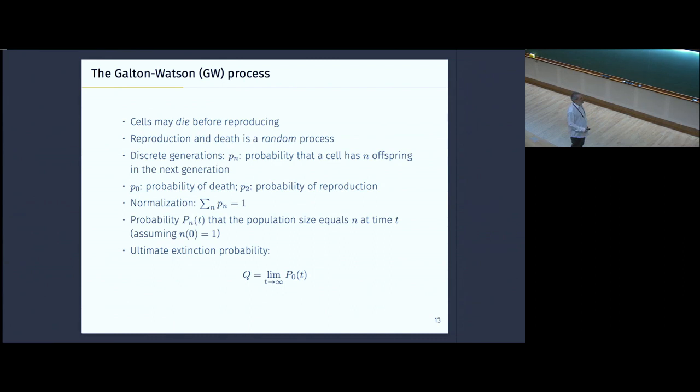Now, let's ask what is the probability P sub n of t that the population size equals n at time t, assuming that at the origin you had only one individual. So n0 is equal to 1. This is a convenient quantity that we are trying to evaluate, given, of course, this collection of these small p_n's.